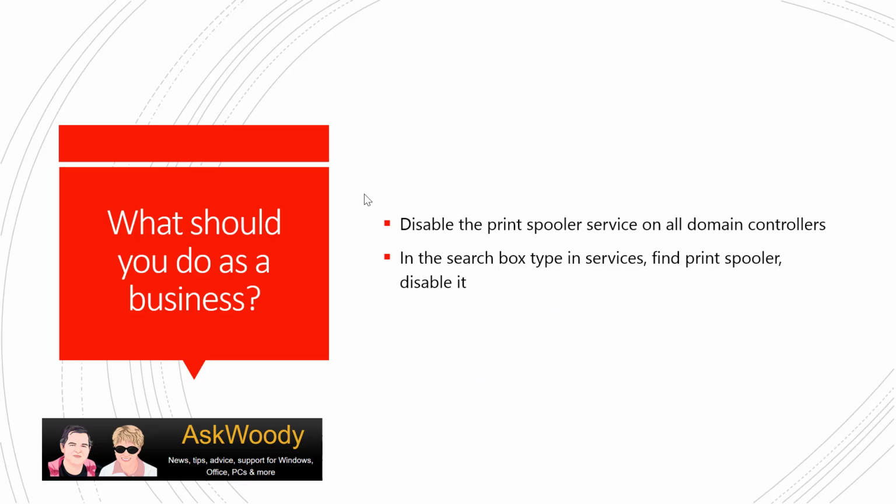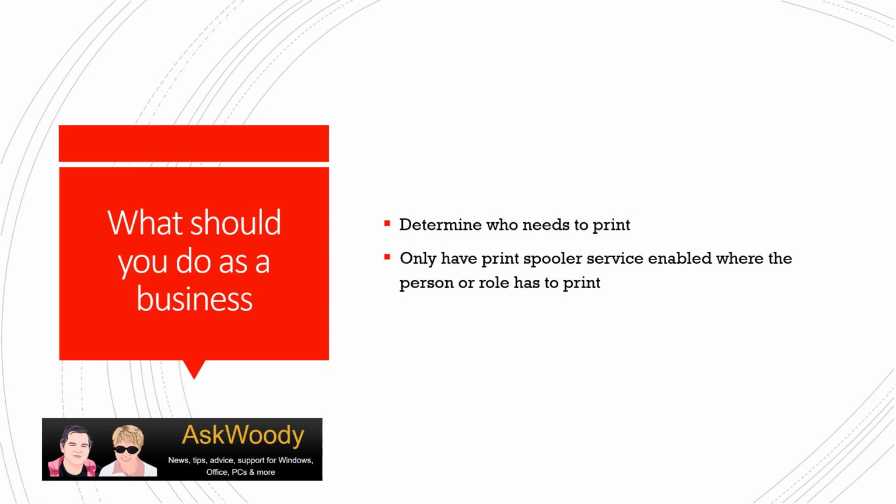Now, if you're a business, your risk factor is different. You want to go to, especially on domain controllers where that Print Spooler service is running, and disable it. Again, in the search box, type in services, find Print Spooler, and disable it. As a business, you should determine who really needs to print. And if certain people in certain roles don't need to print, disable that ability. They don't need to print.